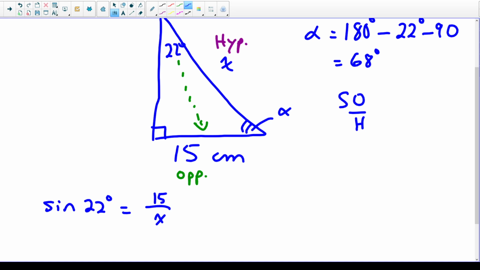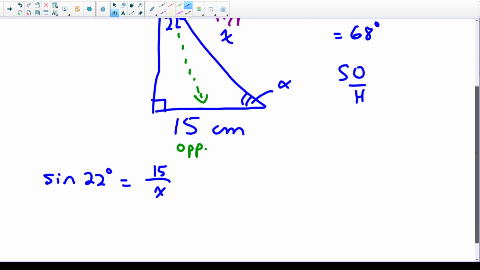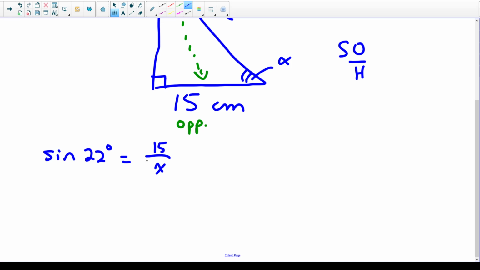Now, I did this on purpose. A lot of students will always think, oh, my x always has to be on top. No, that's not the case. Sometimes the x is going to be on the bottom. If your unknown is the hypotenuse in SOHCAHTOA, for SO and KA, then you're always going to end up with an x on the bottom if you're looking for your hypotenuse. So we have to discuss this scenario just in case it happens.